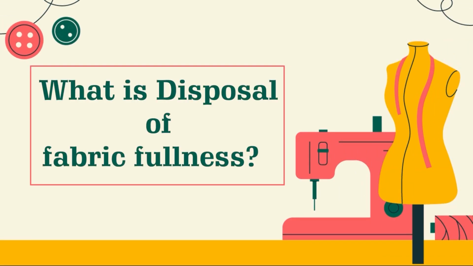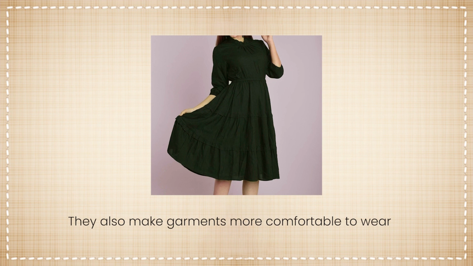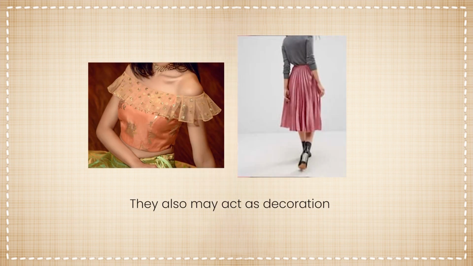Let's first understand what is disposal of fabric fullness. Disposing of fullness refers to the various methods used to shape and drape fabric on the body in order to give it a better shape, fit, and appearance to garments. They also make garments more comfortable to wear, and they also may act as decoration.